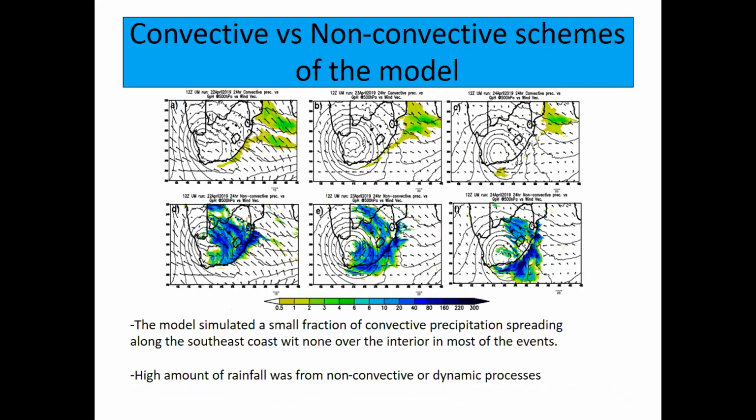And when we look at the convective and the non-convective schemes of the model, we find that the model was able to simulate a small fraction of convective precipitation that was spreading along the southeast coast, with none over the interior in most of the events, with a high amount of rainfall coming from the non-convective and dynamic processes.